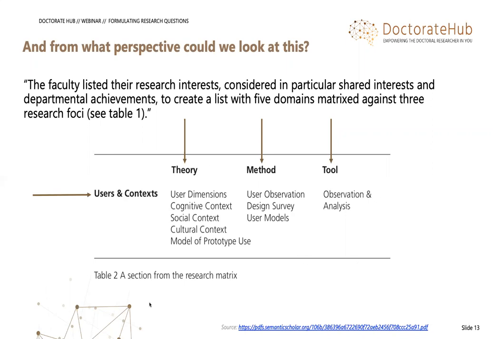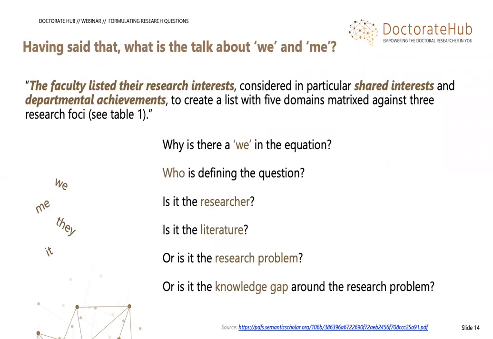So far, so good. But what is often confusing to students, and not only to students, is what it is that we talk about here when we say we and me? What is the role of that anyway? The faculty listed their research interests, shared interests, departmental achievements. So why is there a we in the equation? Who is defining the question? Is it the researcher really, or is it the literature? Or is it the research problem? Or perhaps the knowledge gap around the research problem? Let's look into this a bit further.